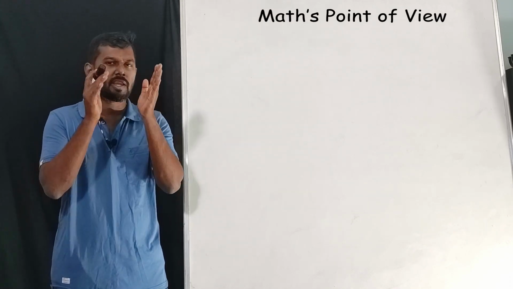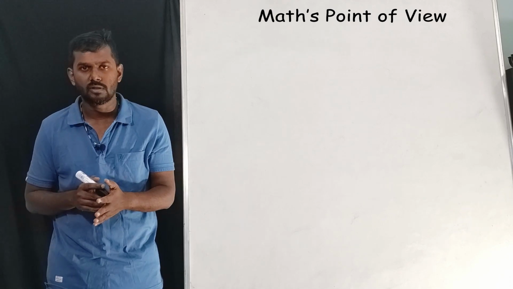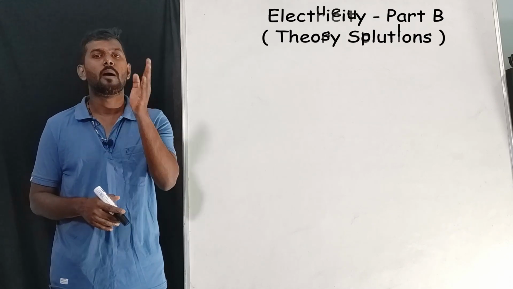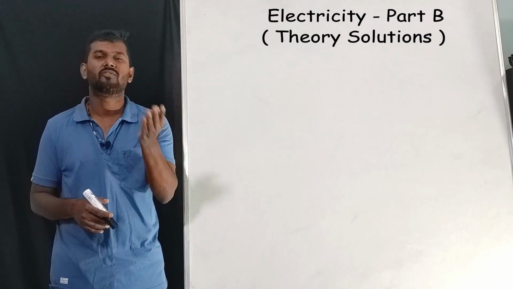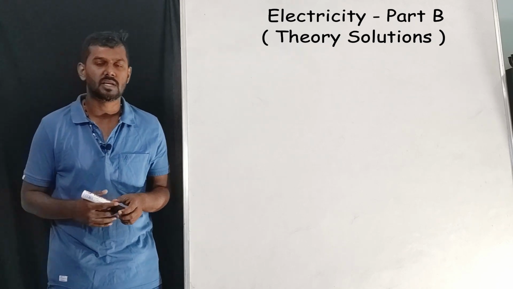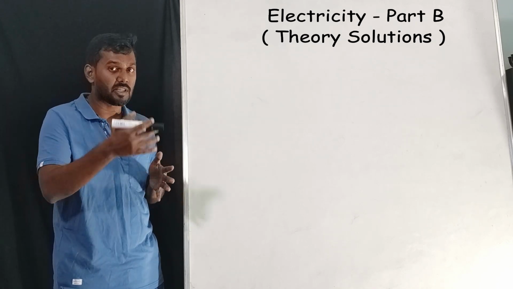Today we are going to solve each and every theory question from the chapter Electricity Part B, that is nothing but EMF, terminal voltage and internal resistance. So here we are going to solve each and every theory question.